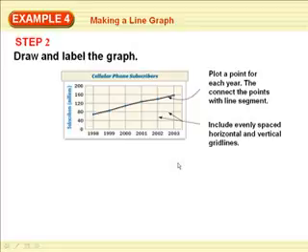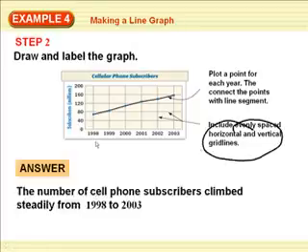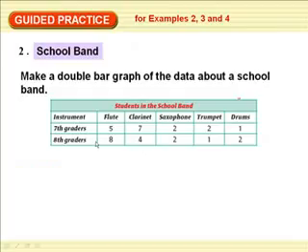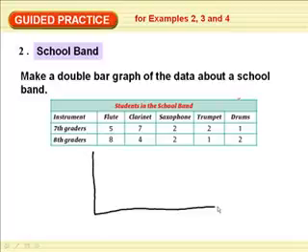There's their graph, and they're plotting the points. Notice that, just like we did. And over here where it says include evenly spaced horizontal and vertical grid lines, if you're making it on graph paper, it will be. And it said it climbs steadily. I just said they increased, and that's still meaning the same thing. Okay, so make a double bar graph of the data about a school band. Right, we got 7th graders and 8th graders. We got students in the band, so I'm going to get my graph ready. This is going to be grade.